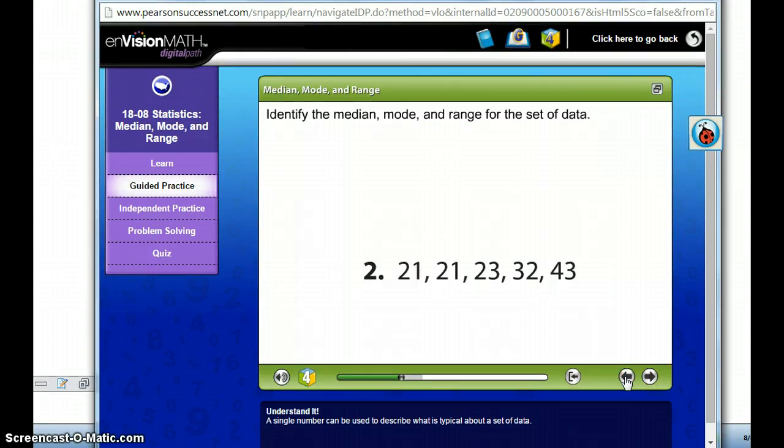Let's do number 2 in the guided practice 18-8. I don't know what page number. 452 and 453. We're doing number 2 in your guided practice.